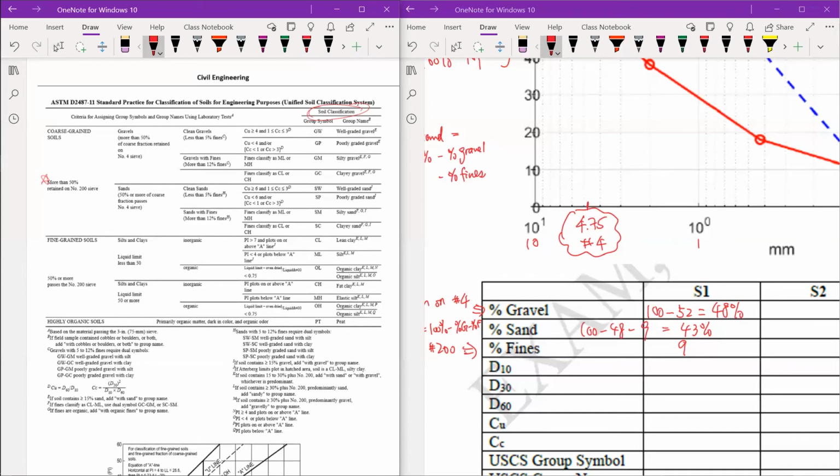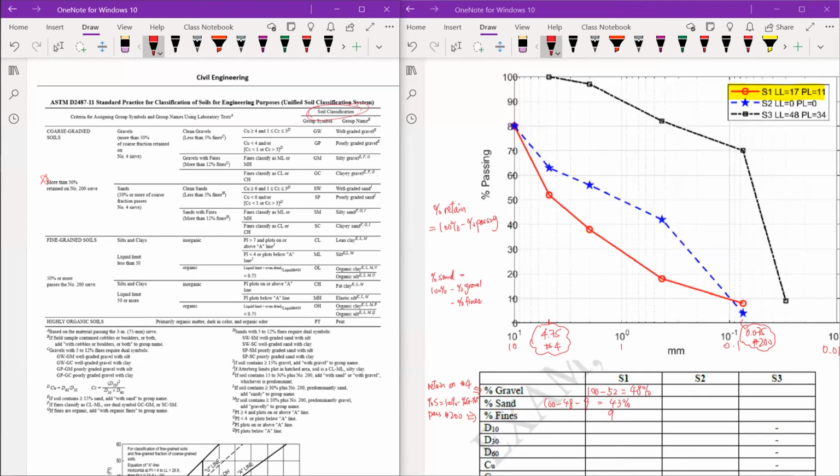Then the second column: now we know this is a coarse-grained material, we need to identify whether it's gravel or sand. In this case, we have 48% gravel versus 43% sand, so the majority is gravel. If the condition is that more than half of the coarse fraction is gravel, even though this case is a little bit close, 48 versus 43 out of the 100, gravel is still the majority, so it's a gravel.